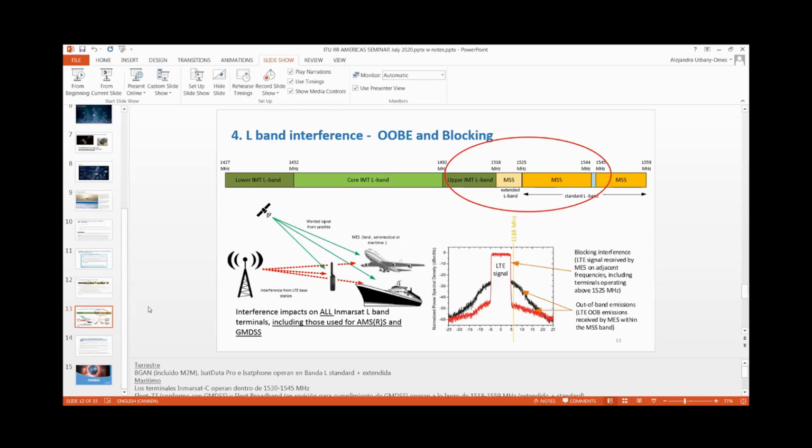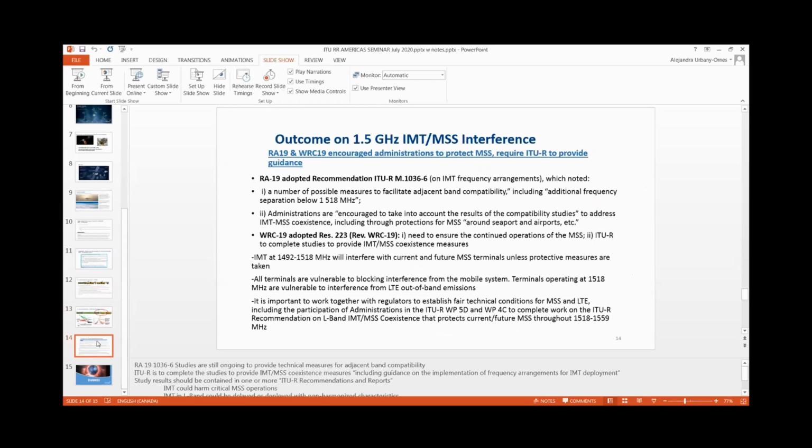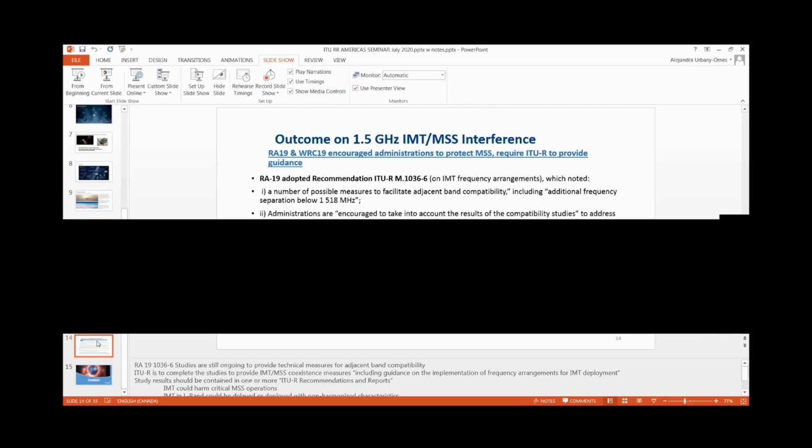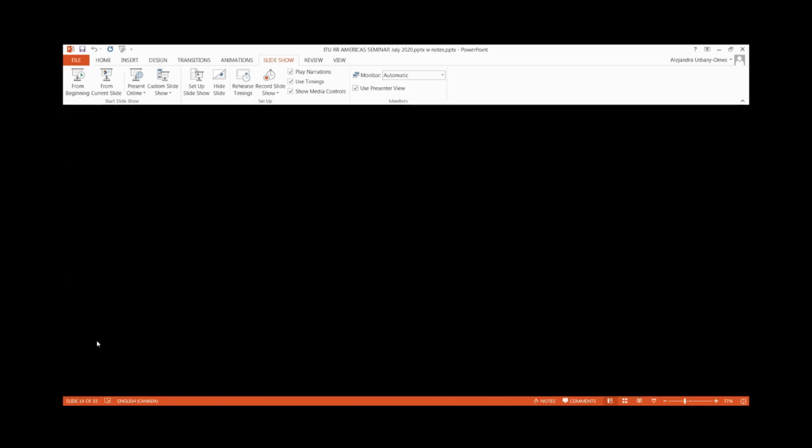So the outcome on this during the Radio Assembly and the WRC-19 was a recommendation to facilitate the adjacent band compatibility, including additional frequency separation below 1518, and also to address the coexistence of IMT and MSS through protection for MSS around airports and seaports. After this, the WRC-19 adopted Resolution 223 that resolves to ensure the continued operation of the MSS and complete studies to provide the coexistence measures.